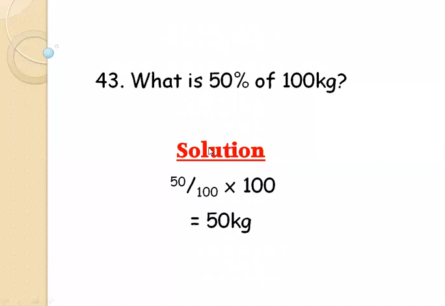Okay, the next question says, what is 50% of 100 kg? 50% of 100 kg, that's 50 over 100 times 100. 100 will cancel out 100. I'm left with 50. That is 50 kilograms. Did you see that? Beautiful.